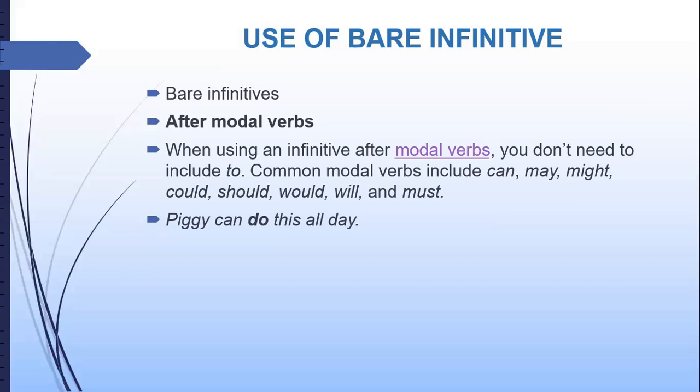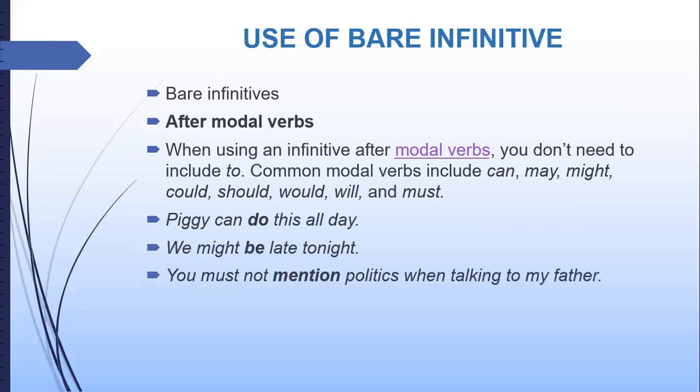Verb first form without to does not mean you can say every simple present is an example of bare infinitive. No. Please keep in mind, for bare infinitive we have a few set rules. The first one is after modal verbs. After a modal verb, whatever verb you use is called a bare infinitive. We might be late tonight. After might, we have used be. This be is an example of bare infinitive. You must not mention. This mention is again considered which form of infinitive? Bare.